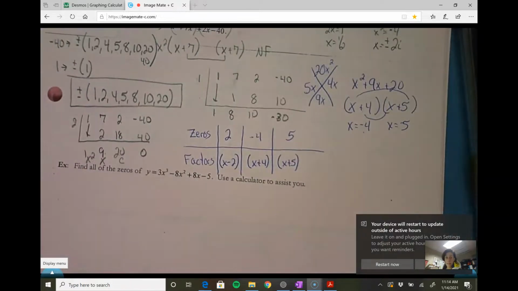All right, this time, we're going to let the calculator assist us. All right, so what I would like for you to do is you can use your graphing calculator here. You can also go to Desmos. It does not matter. And I'm typing this in.